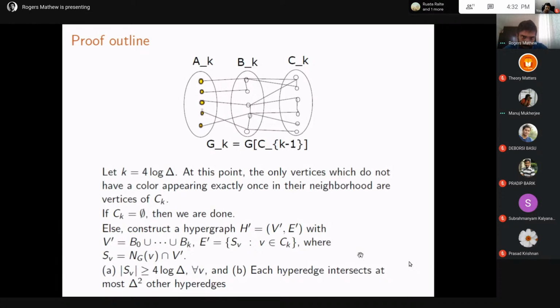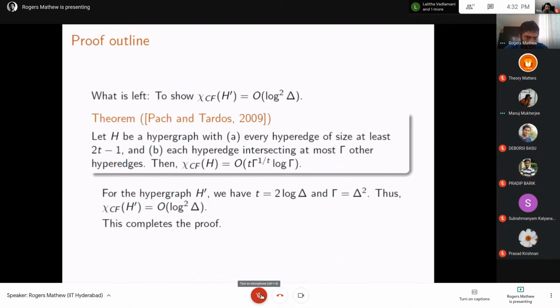Yes. I cannot immediately think of any other place where we are using this maximum degree. Okay, so that completes the proof.